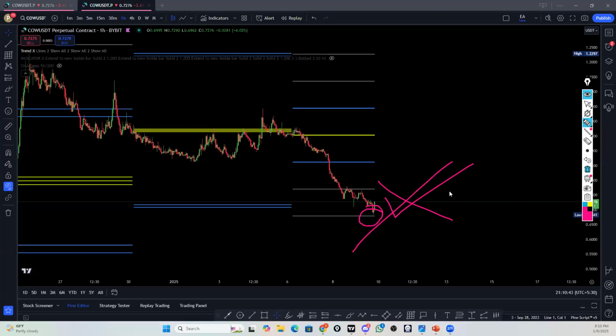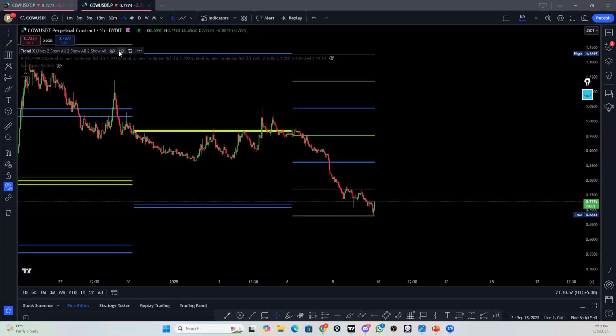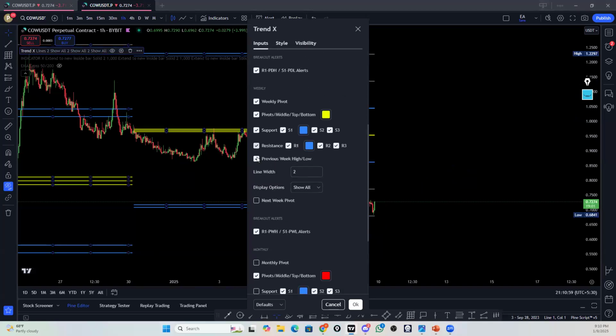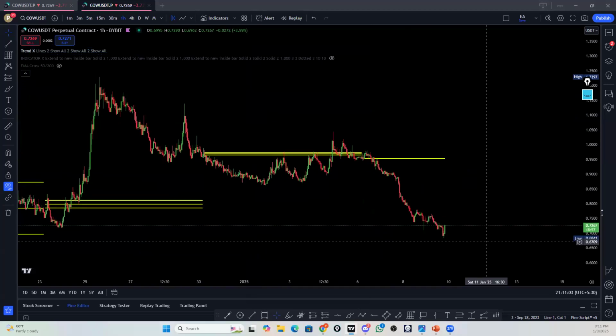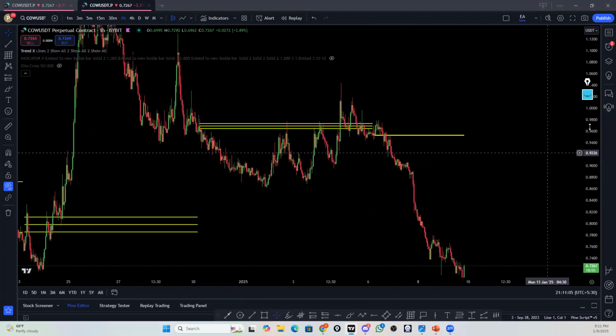And every time it won't go to weekly S3. Sometimes it will touch weekly S2 and directly it can go to the R2. Anything is possible here. So now this is the weekly. I'll just uncheck the support and resistance. All right. So now how should we take the trade and what are the rules?